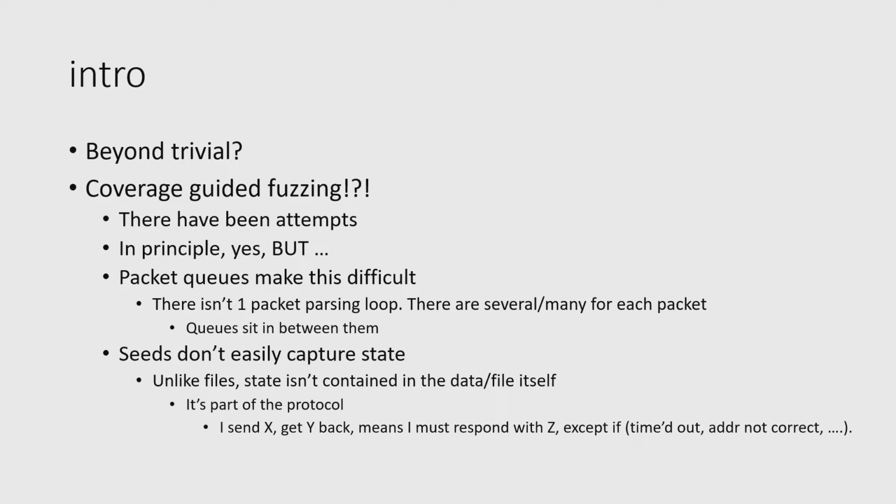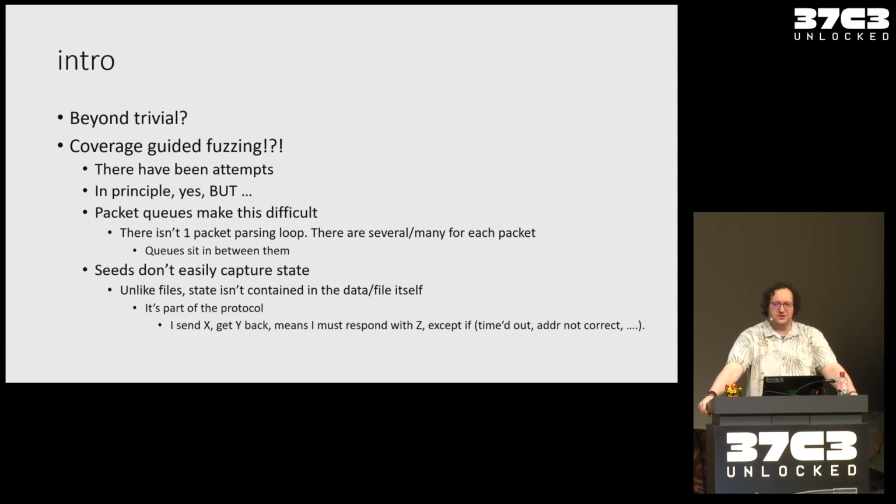So of course, with the enormous success in the last decade and change of things like AFL and AFL++, the first thought is, aha, let's use coverage-guided fuzzing, fantastic. Let's do that, and that would be great. It turns out it's not that simple. There have been attempts, and in principle, yes, you want to do coverage-guided fuzzing. It's not easy. There are some problems, right?